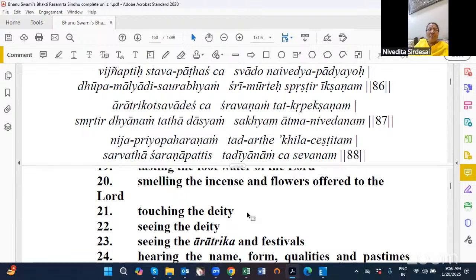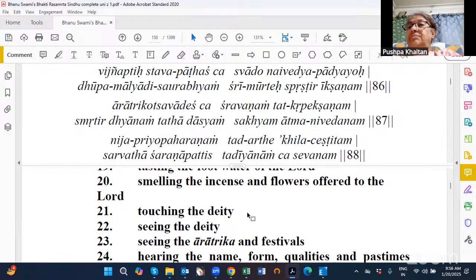So I don't know how many classes I'll be taking, because they are organizing in Nagpur also. Let me see how the time suits.